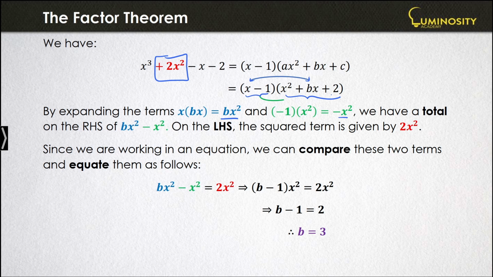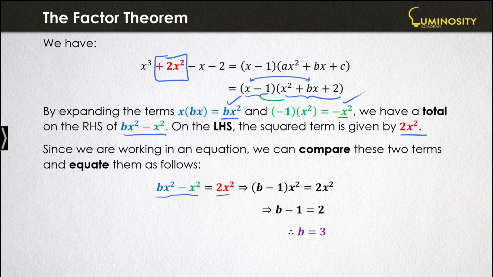So the only terms that'll give me x squared terms on the right-hand side are these two here. So on the right-hand side, we have bx squared minus x squared. And on the left-hand side, the x squared term is 2x squared. Because we're working in an equation, we can compare the two terms and equate them as follows. bx squared minus x squared is equal to 2x squared.